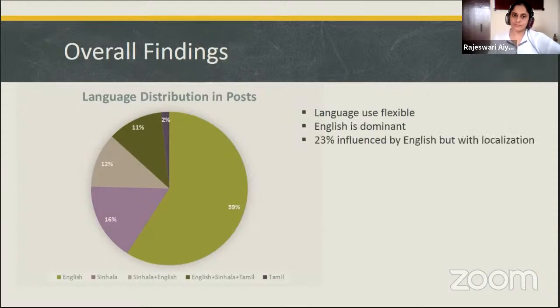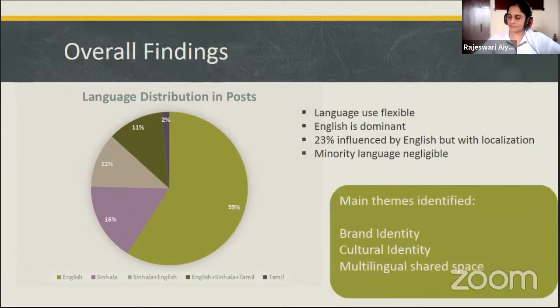Another 23% used English with local languages, thus bringing in localization of the messages. Sinhala was seen only in 16% of the posts, and the presence of minority languages was at only 2%. But further analysis of the data led to interesting findings as to why and how languages are chosen. Three main themes, namely brand identity, cultural identity, and multilingual shared space, were identified during the analysis.